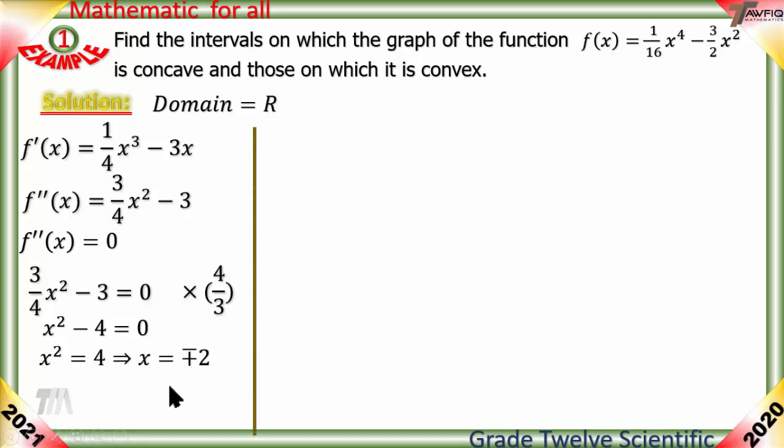That means we have 2 points that may be inflection points.